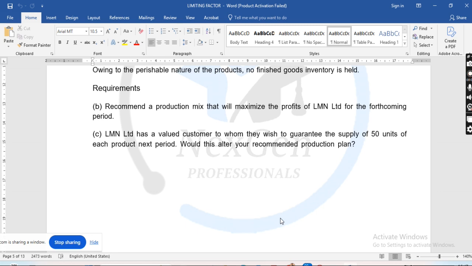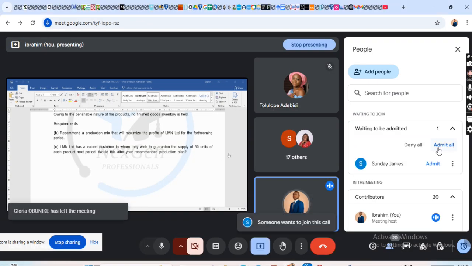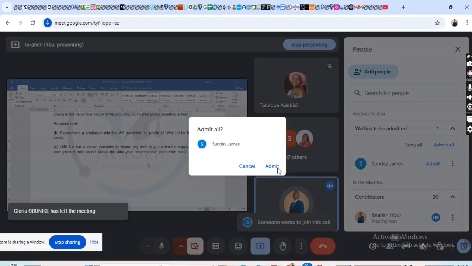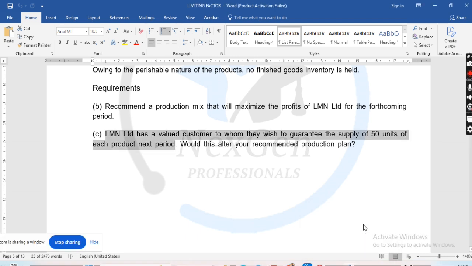Now, the next thing is, LML Limited has a valued customer to whom they wish to guarantee the supply of 50 units of each product next period. Class, pay attention, please. The question here is that there is a special customer. We can call it a special order, right? A special order from a client that, before the allocation, you must first give everybody 50-50 units because there is a guarantee.